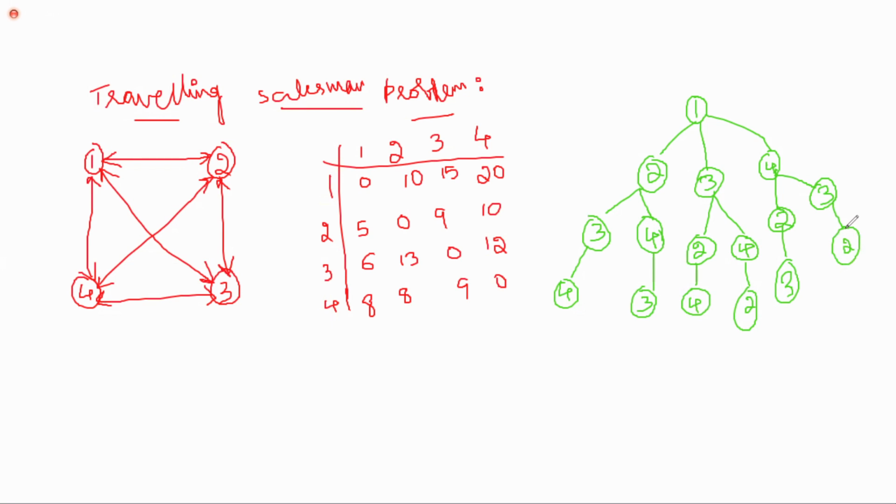What I told you: after visiting all the vertices, it has to come back to the source node. What is the source node here? After this, what will you write? One. Very good. So again it has to come back to the origin or source, that is 1. Simply I'm writing here 1.